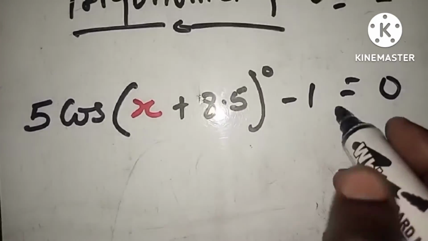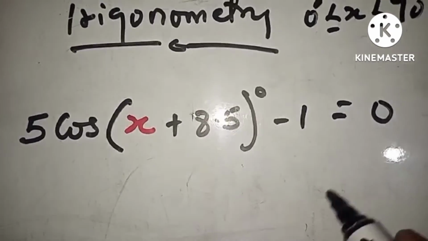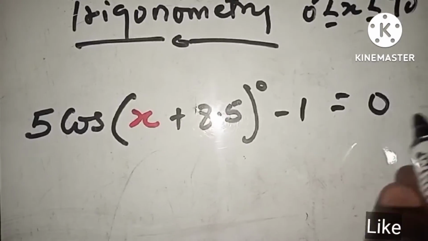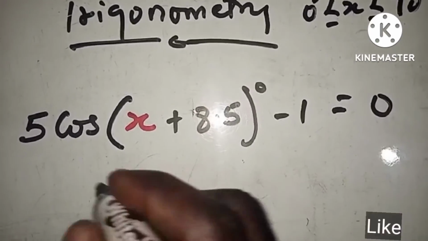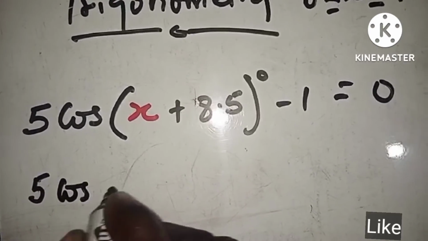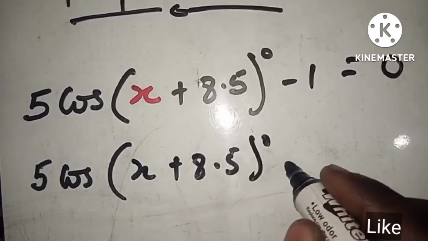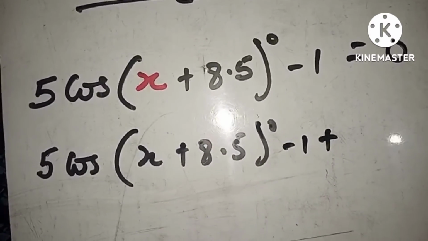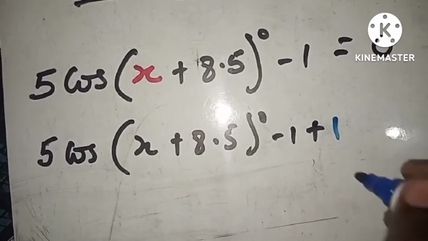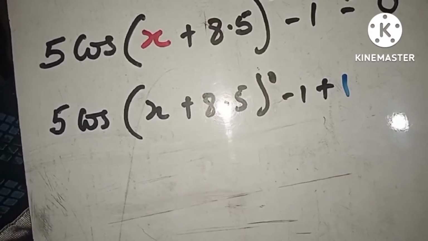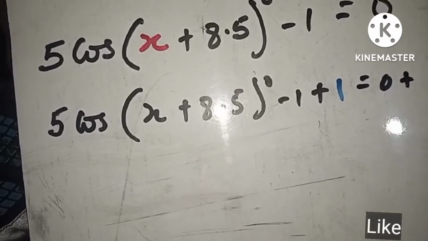Because of this minus 1 here, we are going to add 1 to both sides of the equation. Or maybe in some cases, you can take this one to the other side of the equation. But the best way of doing that is to add 1 to both sides of the equation. So that will give us 5 cos of x plus 8.5 degrees, minus 1 plus 1, let me use a different marker here, so plus 1, everything is going to be equal to 0 plus 1.